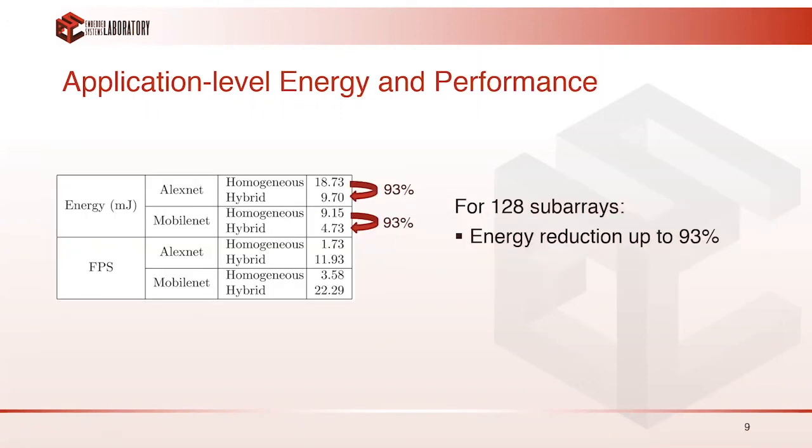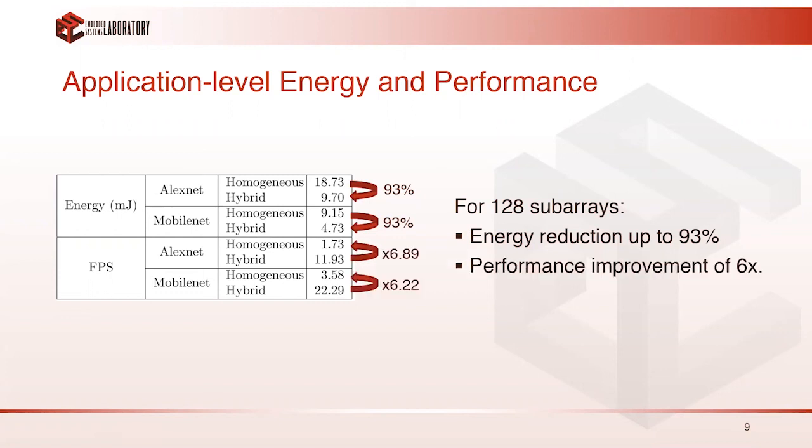Now, considering a full inference of AlexNet and MobileNet with 128 subarrays, the hybrid architecture showed 93% gain in terms of energy on both applications, while showing a performance gain up to 6.89 times. That means that we now can perform inferences of MobileNet on the edge at real time, 22 frames per second.